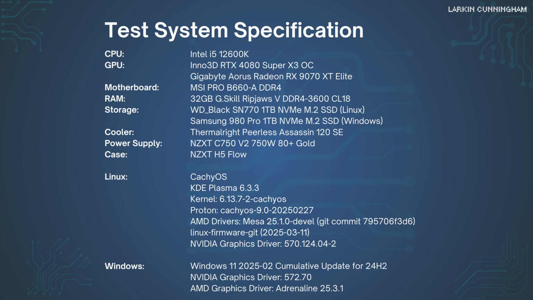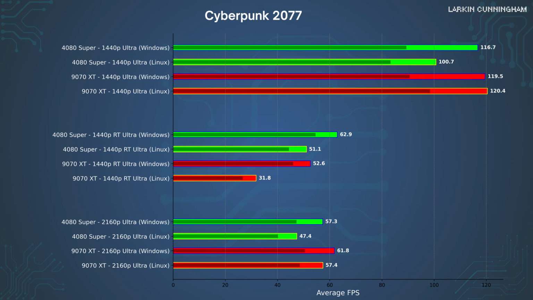Now for the 4080 Super, again using the latest version of the Linux driver, 570.124.04. And on the Windows side, we're using the latest update for 24H2. We're using the latest NVIDIA graphics driver and the very latest AMD graphics driver, Adrenalin 25.3.1, which supports the 9070 XT. So I'll begin the charts with a game that I wasn't able to capture footage for on Linux.